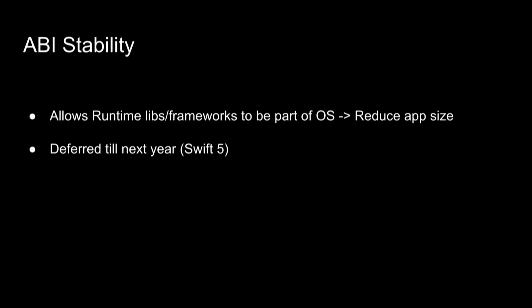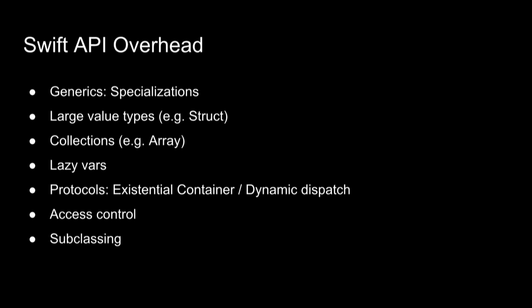ABI Stability would allow these frameworks to be part of the OS, thus helping reduce the binary size. But that got deferred until next year. Another reason for size increase is some of the language features. Swift has some nice features, but they come with overhead, which can lead to size increase. We identified some of these features, and they include generics, large structs, collections, lazy vars, and protocols. Also, if you have overly permissive access control and subclass a lot, then that can also lead to a size increase.